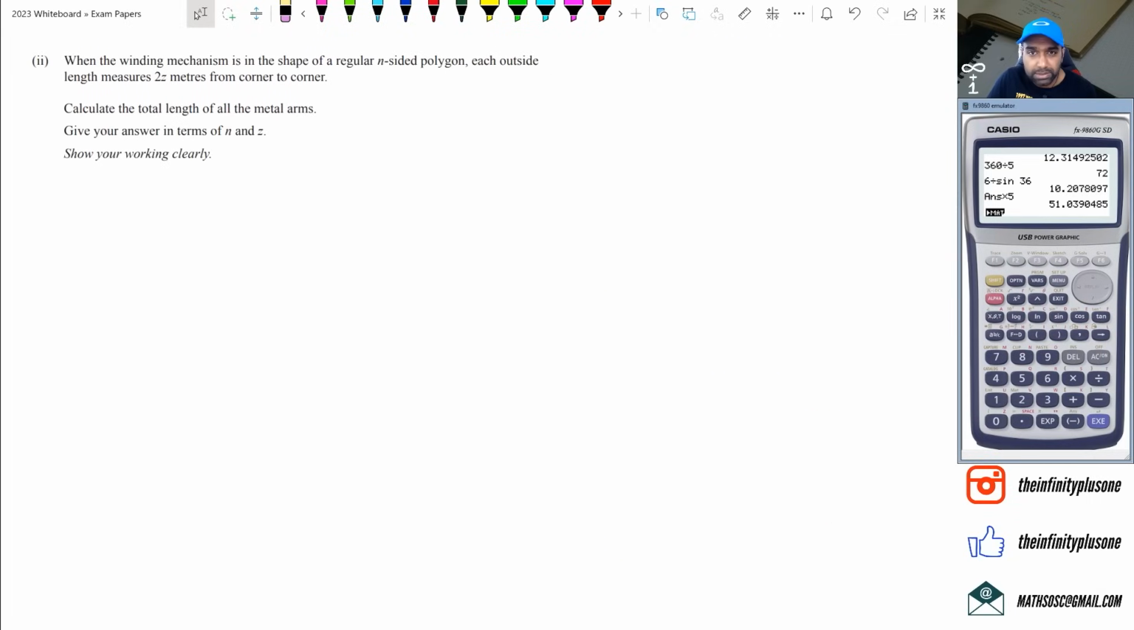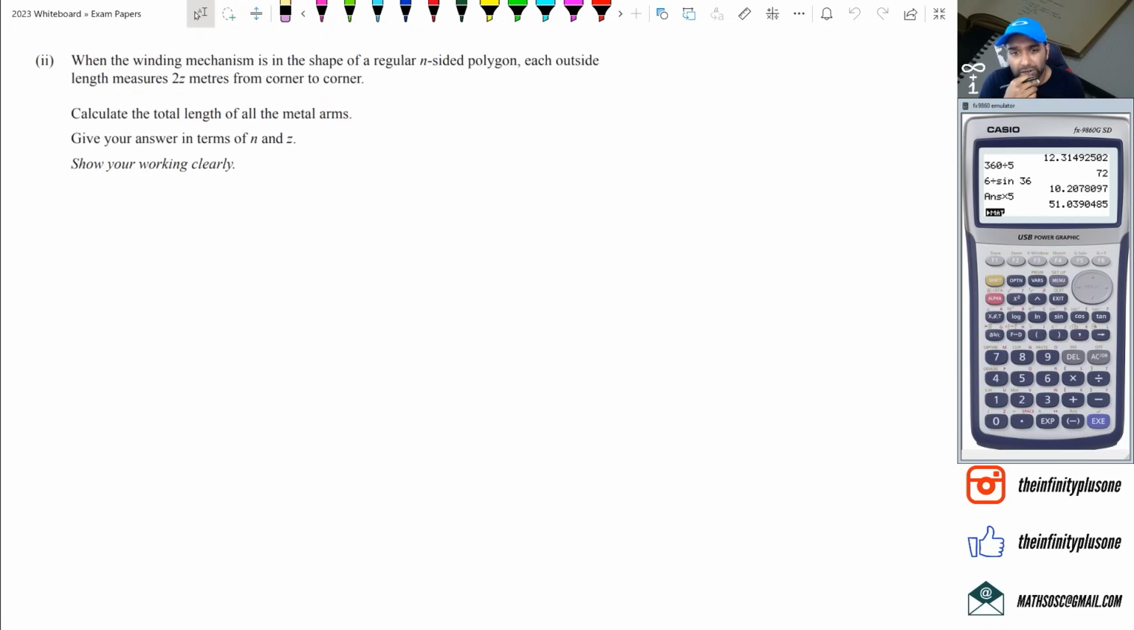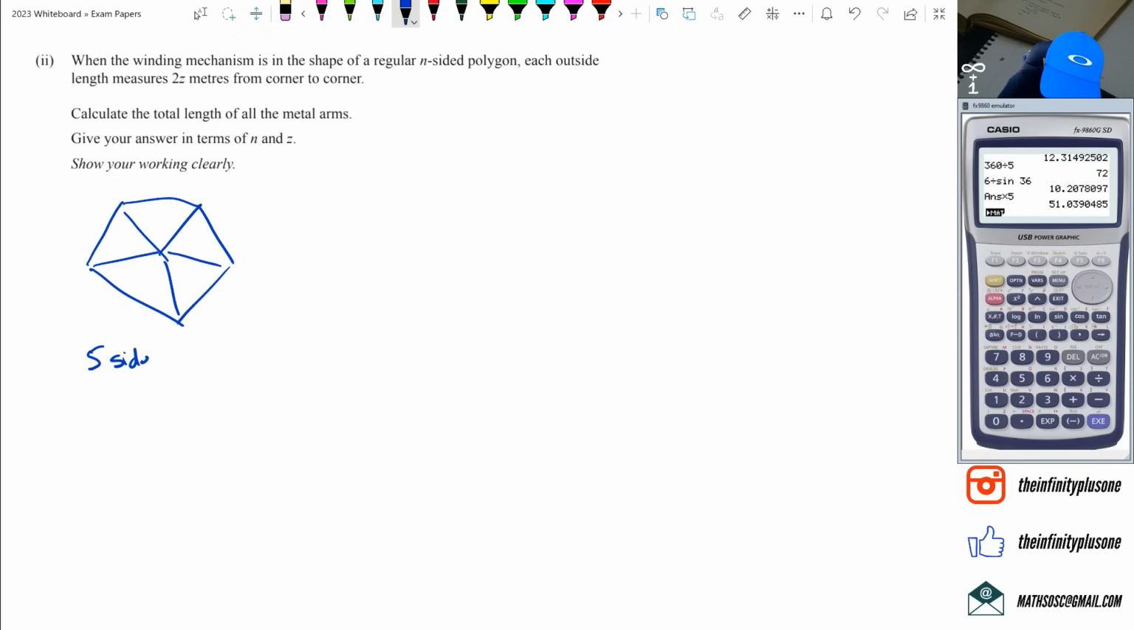Here's the next part of this question. Now with this question, it's an n-sided polygon, which means we don't actually know how many sides there are. What I'm going to do is just recap what we've just done in the previous question. All right, so in the previous question we had a 5-sided shape. So this was a 5-sided shape, and what we did was we did 360 degrees divided by 10, and we did it by 10 because, not 10, sorry, we did 360 divided by 5 first, and then we divided by 2 again, right?